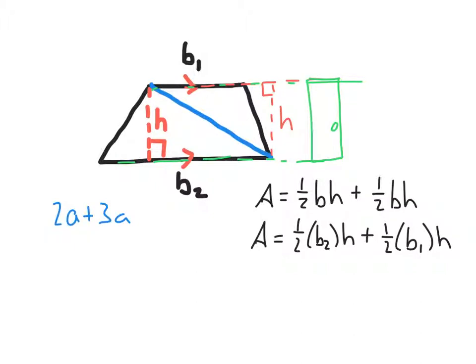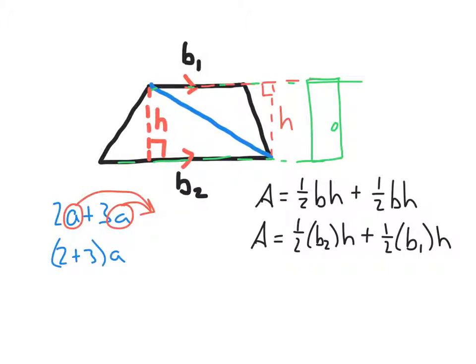They said, well, if you have 2a plus 3a, you can factor an a out to give you 2 plus 3 times a. That's why 2a plus 3a is 5a.